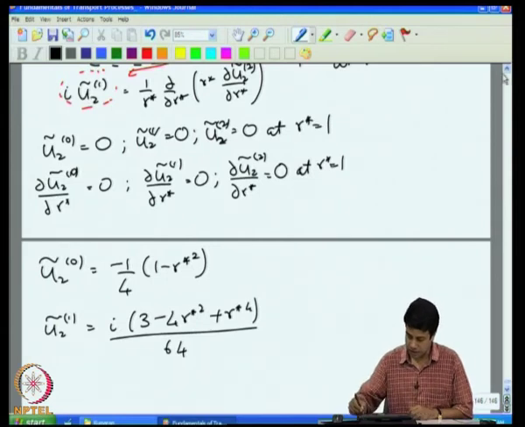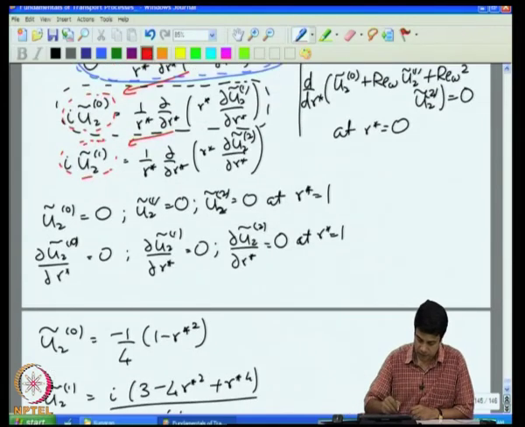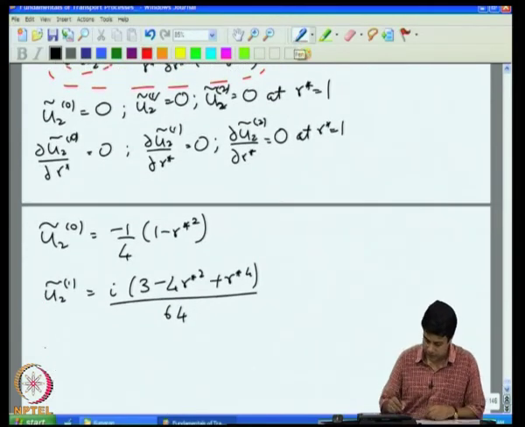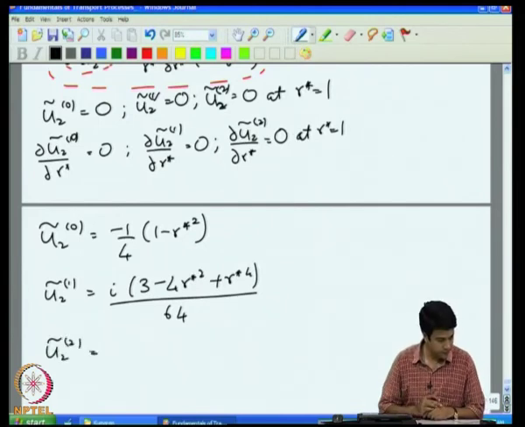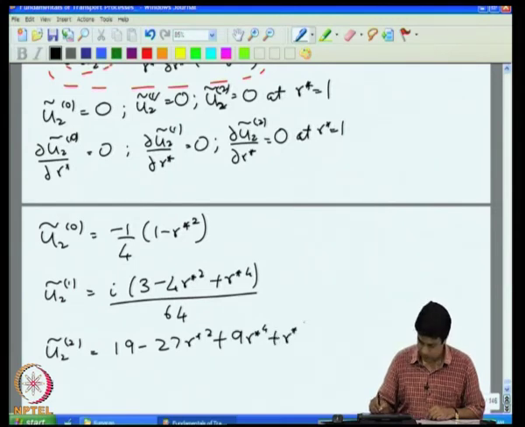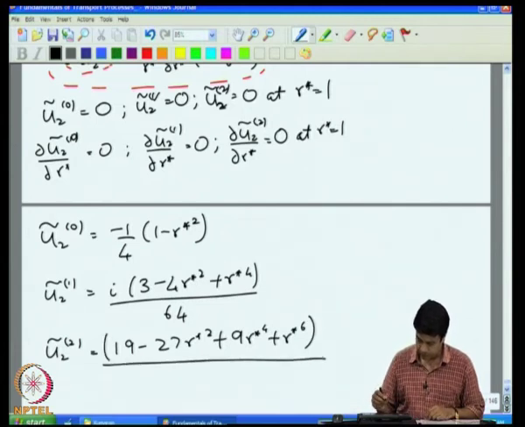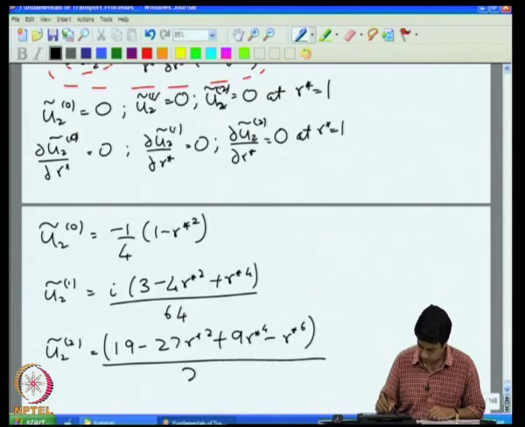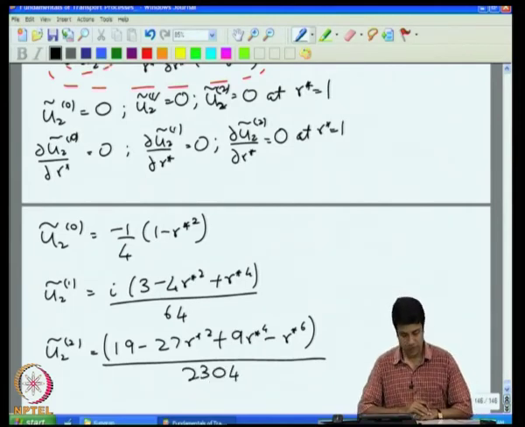This can be inserted into the equation that I have for u z 2. And this can once again be solved to get a solution for u z 2. And if you actually solve that equation, you will find that u z 2 is equal to (19 minus 27 r square plus 9 r power 4 minus r power 6) divided by, oh, this should be minus. So, this is the solution for u z 2.